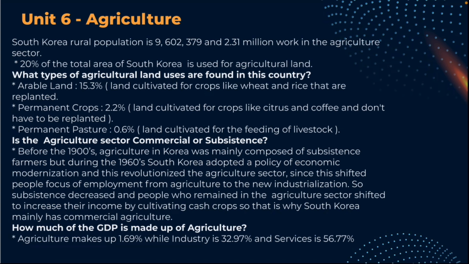Before the 1960s, agriculture made up 45% of South Korea's GDP. But during the 1960s, industrialization occurred. And if we look at the bottom of the slide, it says that agriculture today only makes up 1.69% of South Korea's GDP. So yeah, industrialization had a huge effect on the agricultural sector, dropping the percentage from 45% in the 1960s to 1.69% in 2021.